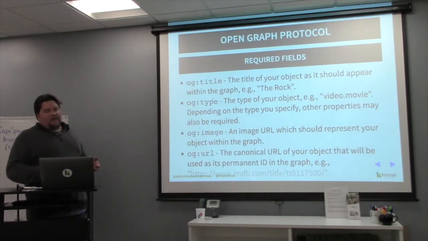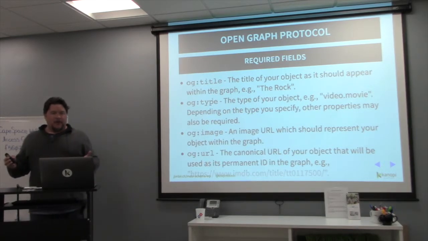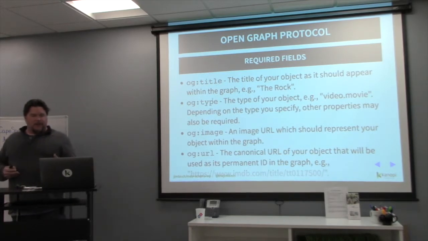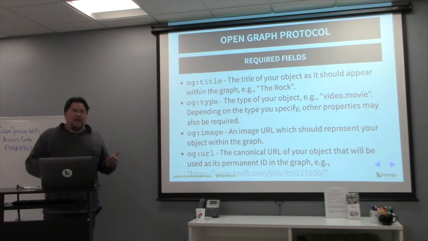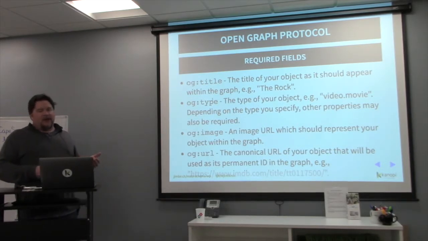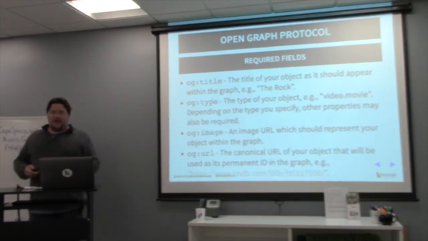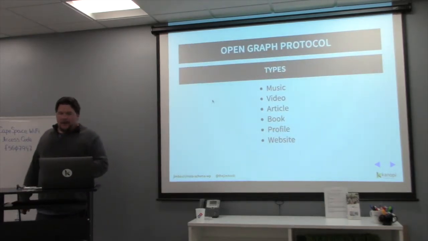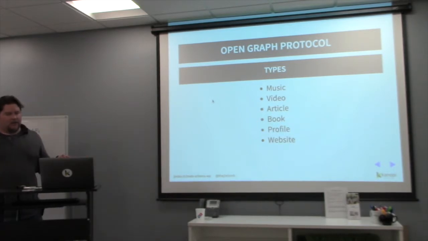There are requirements. You have the title, which you've already had, so you just basically duplicate your page title into the OG title. You have the type, which they define. You select which one, like in this case, a video, movie. It's an image. Every page, or every rich object on the graph, should have an image URL that represents the object. And then the URL, this is the canonical URL, where does this page live? There are six specific types: music, video, article, book, profile, and website.